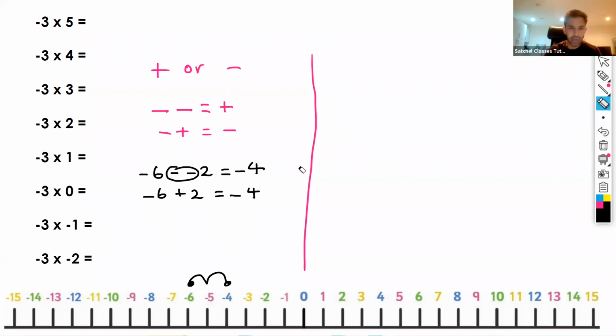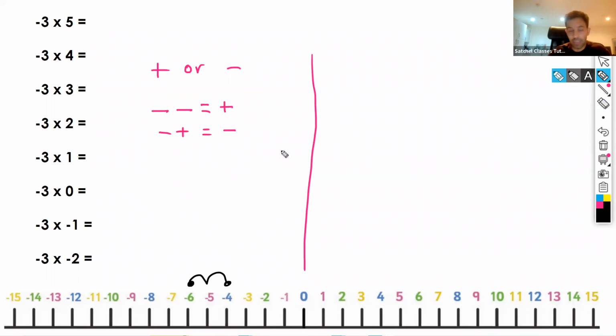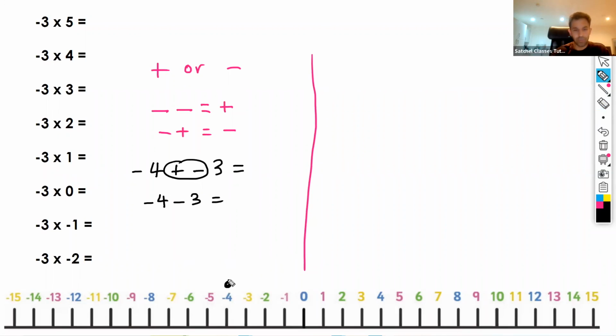But if we had, say, a scenario like the following, -4 plus -3, well, I know a positive and a negative next to each other is going to be negative. So -4 is going to be -3. Well, we can use our number line to work this out. So -4 -3. So now we're going to go 3 to the left. So 1, 2, 3 to the left. And we end up with -7.